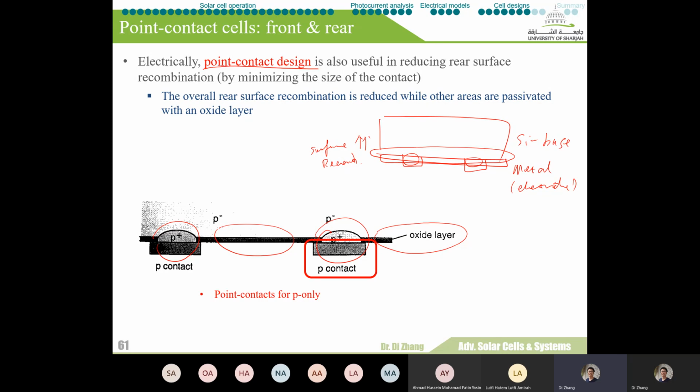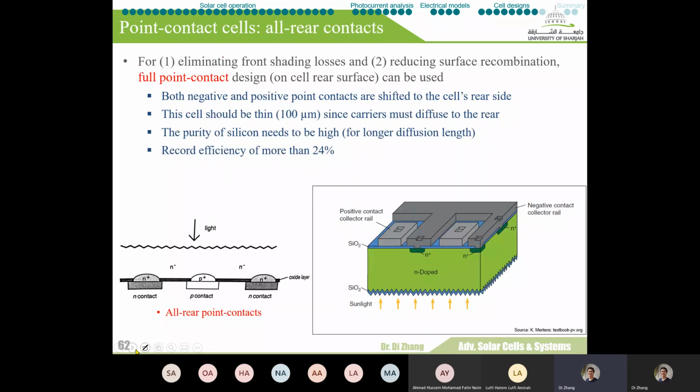So this is the idea for the point contact, and you will be able to do the point contact for the front surface as well as the back surface. Usually at the same time, it's possible. So that is one more additional design you can do.